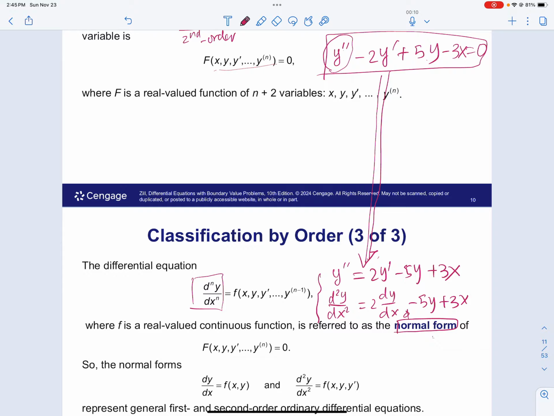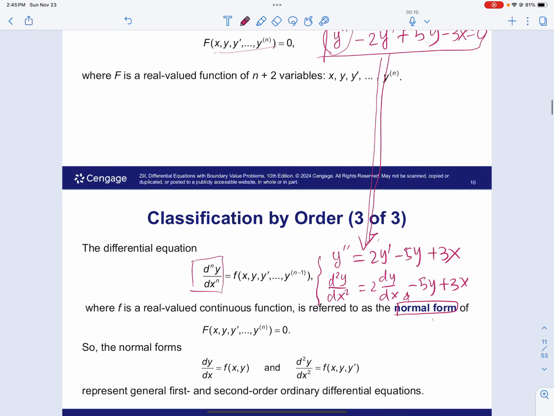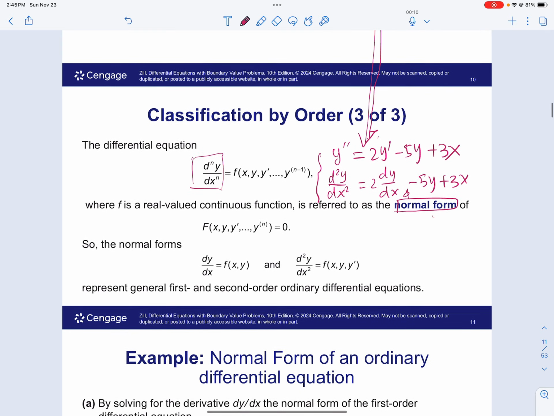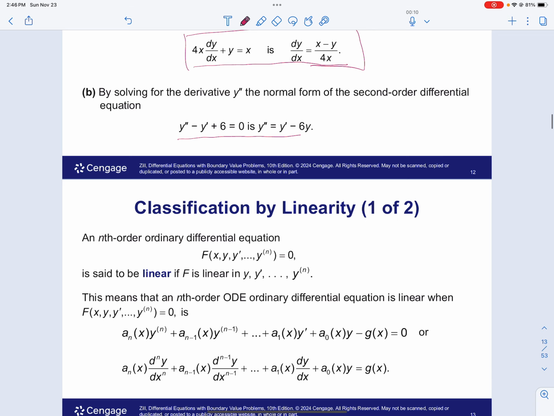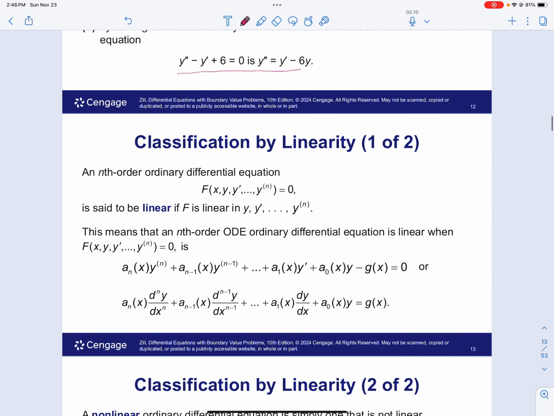This is called the normal form. This is called what? The general form. Pretty straightforward definitions, okay? And this is the example we already did. So dy over dx equals this. And y double prime, this is also a similar example that we did above, okay? You guys okay?